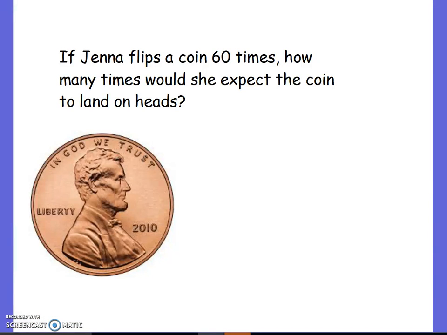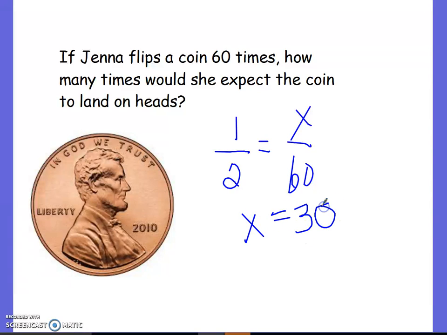Okay, if Jenna flips a coin 60 times, how many times would she expect the coin to land on heads? The probability of heads is 1 out of 2, but we're doing this for 60 times. So 60 times 1 is 60. 60 divided by 2 is 30. So we're expecting 30 heads out of a total of 60.